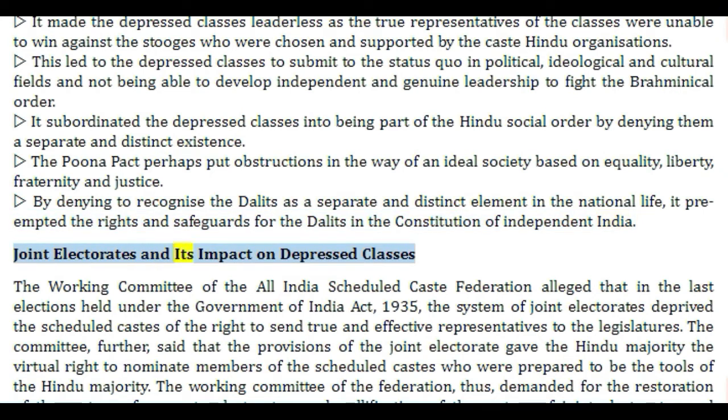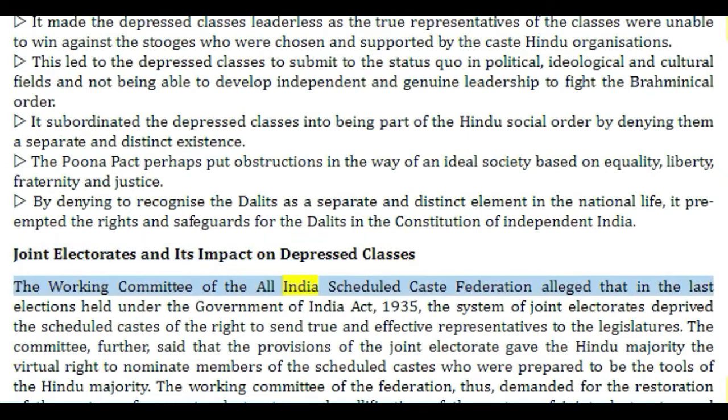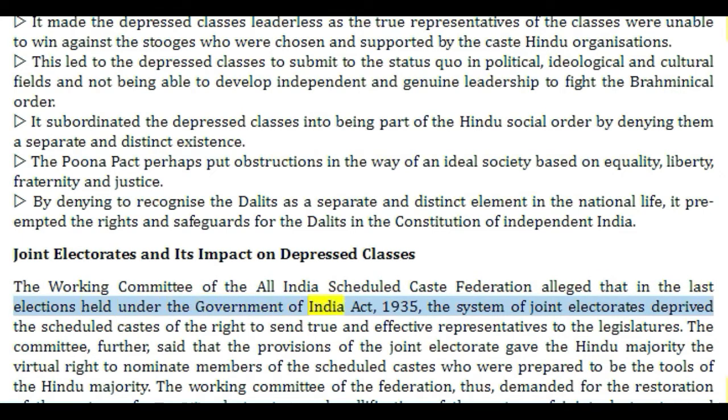Joint electorates and its impact on depressed classes. The Working Committee of the All India Scheduled Caste Federation alleged that in the last elections held under the Government of India Act, 1935, the system of joint electorates deprived the scheduled castes of the right to send true and effective representatives to the legislatures. The committee, further, said that the provisions of the joint electorate gave the Hindu majority the virtual right to nominate members of the scheduled castes, who were prepared to be the tools of the Hindu majority.